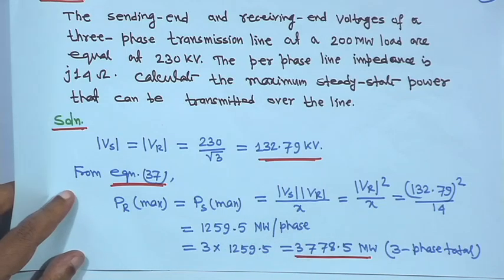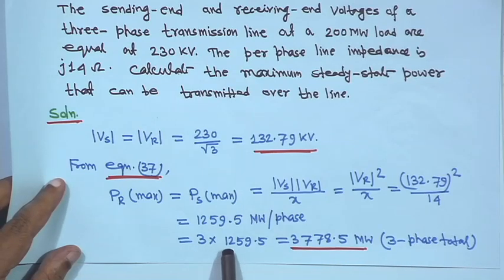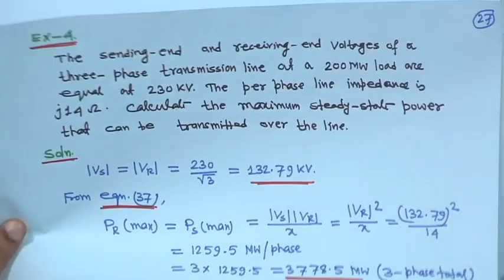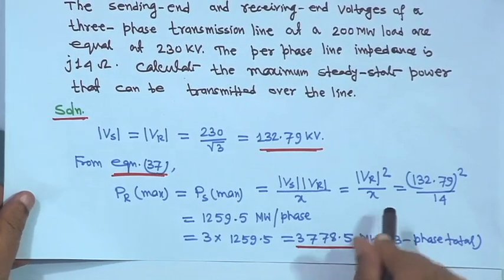So, if it is a 3 phase, it will be 3 into 1259.5, which is equal to 3778.5 megawatt, that is the 3 phase total. So, this example is a simple example.